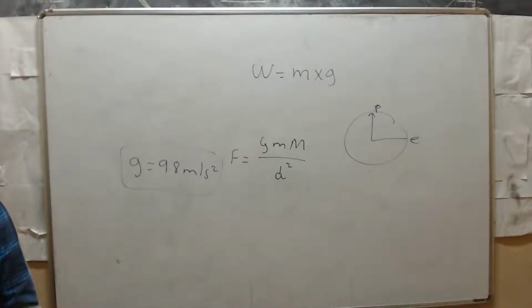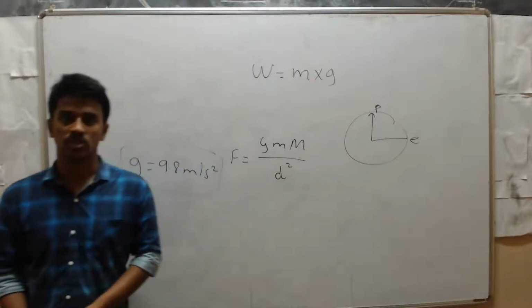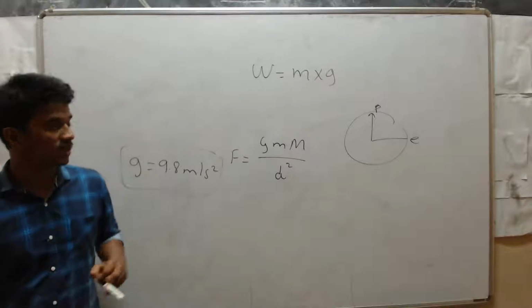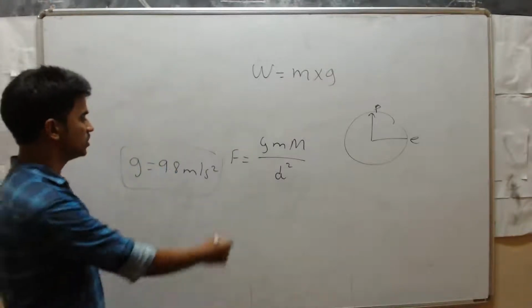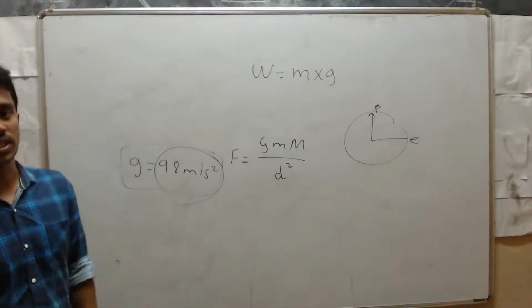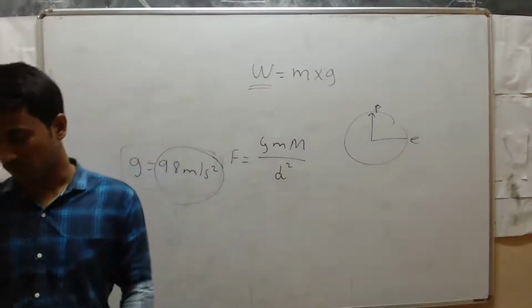Then the weight may vary from place to place, but the mass is always a constant. Okay, what do you mean by mass? Mass is the measure of inertia, right? So mass remains constant everywhere in the universe, but the weight changes from place to place. Why? Because this g value is not constant from place to place. So that's why the weight also changes. Okay, next.